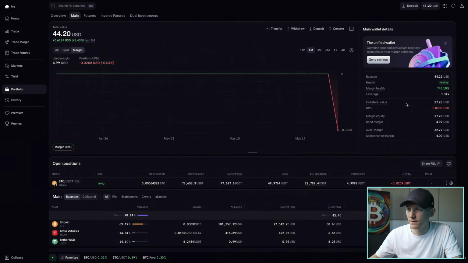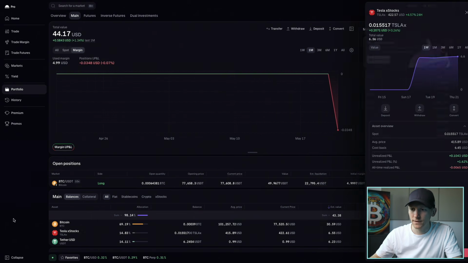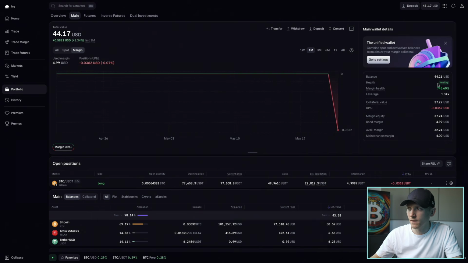So on the right-hand side, this is the trade that we have open. So this will be all of the trades that you have in relation to the assets that you have on the platform. So my balance is $44. That includes these assets that I have. So some USDT, Tesla, XStock, and Bitcoin. So that's collateral, and that will change depending on the prices of Bitcoin and Tesla. The cash will remain the same.